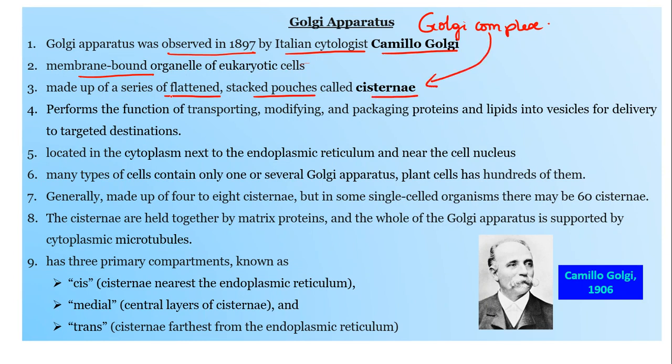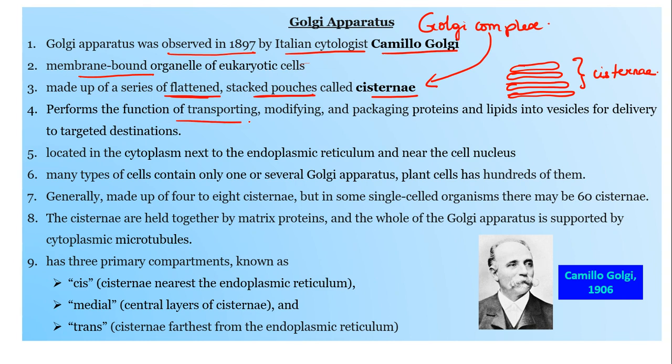So the Golgi complex is made up of flattened sac-like stacked pouches like this. It looks like this. A stack of flattened pouches. These are all called the cisternae. So what does it do here?